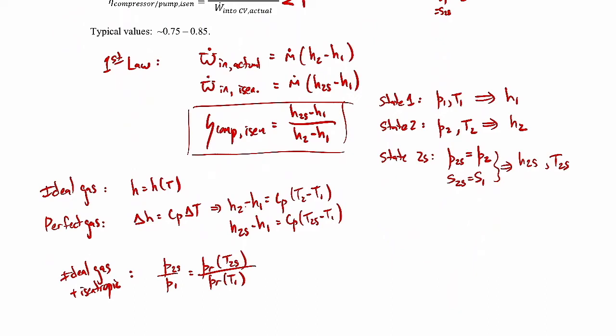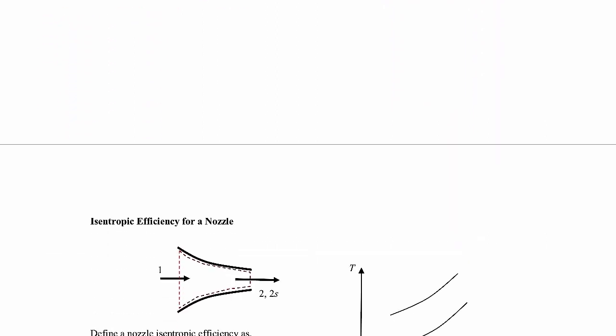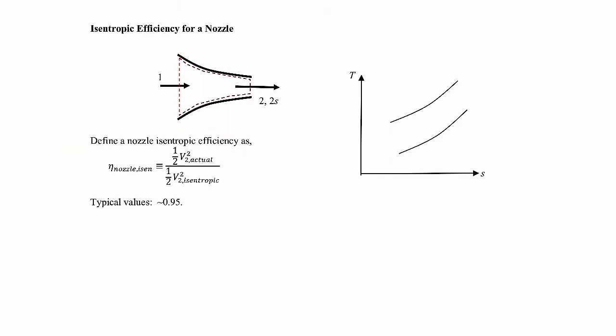Let's go on to the last topic. Okay, here we're talking about our last topic. It's the isentropic efficiency for a nozzle. So I've drawn a picture of the nozzle here. We have some inlet flow, and then we have our outlet flow. This will be the actual. This is the isentropic case.